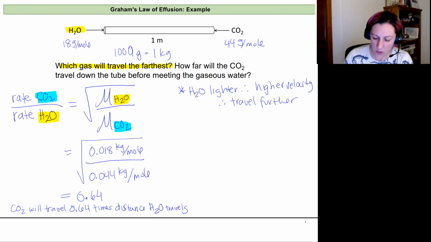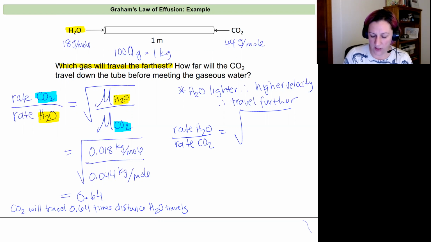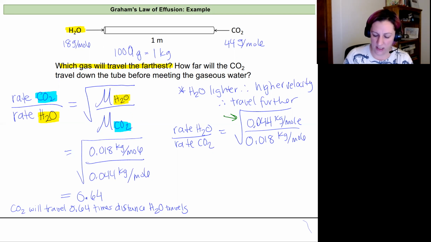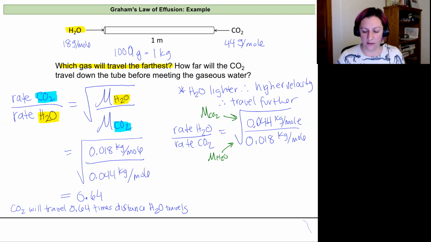So if we did that, we would be looking at the rate of H2O relative to the rate of CO2, which would give us the square root of our 0.044 kilograms per mole. So I'm putting in the carbon dioxide now on top and our 0.018 on the bottom. So right here is the mass of CO2, and this is our water. And when we plug this into our calculators, we get a value that's 1.56.